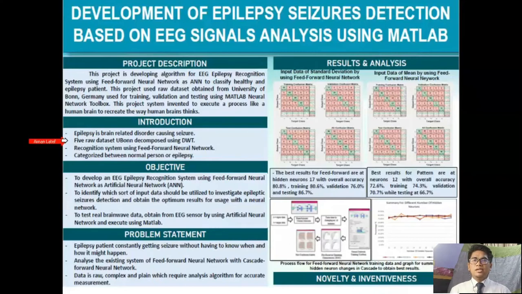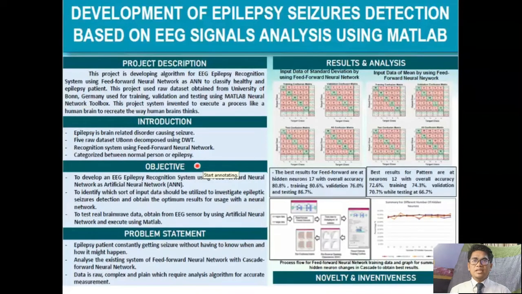And then the dataset is decomposed using DWT. Next, the dataset undergoes training, validation and testing by using the feed-forward neural network recognition system. After that, the output data is categorized according to which set it belongs to, either normal or epilepsy.